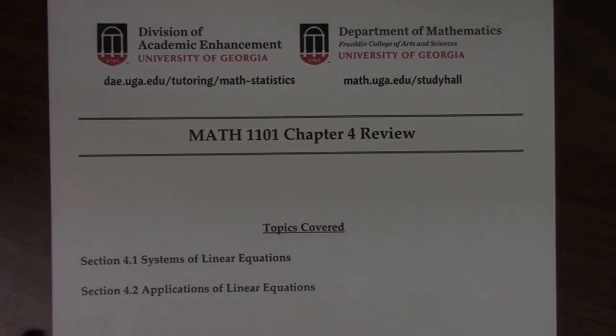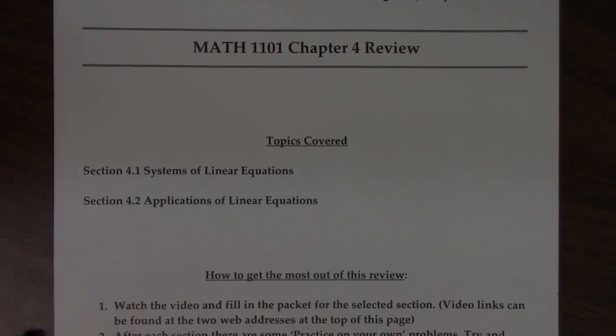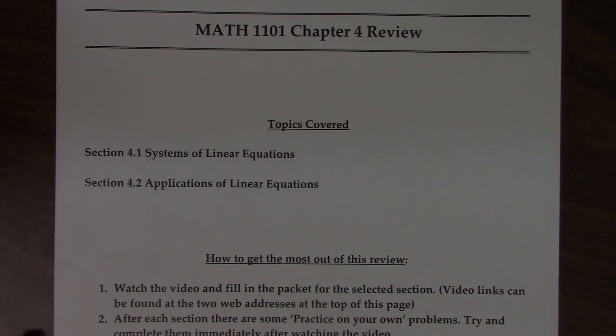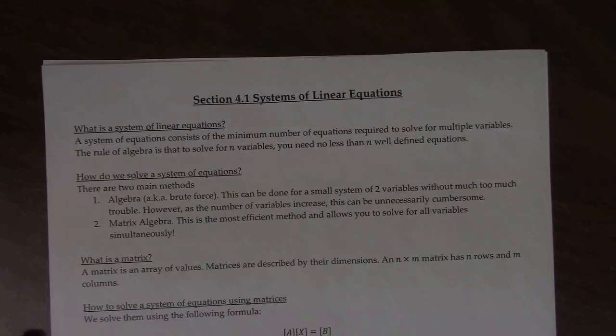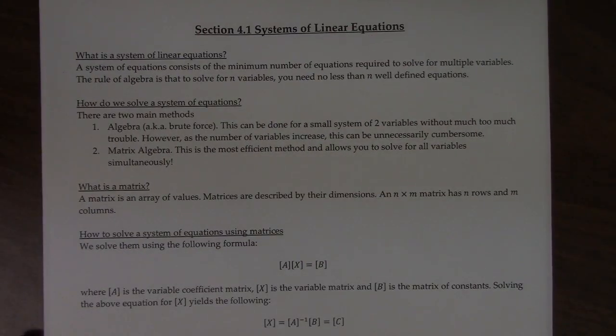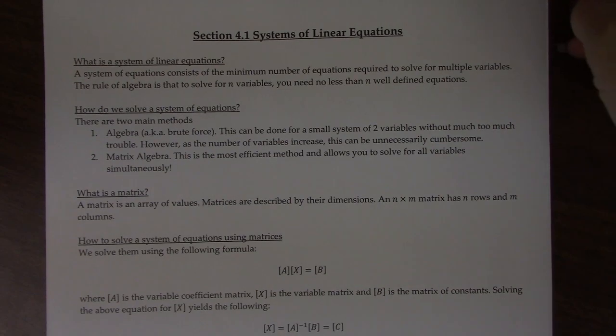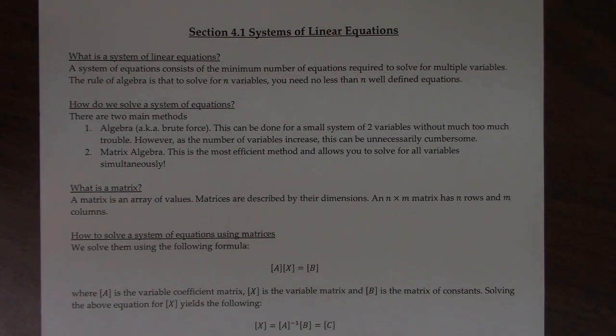In Chapter 4, we're going to learn about systems of equations and applications of linear equations. So Section 4.1 is systems of linear equations. So what is a system of linear equations? It's the minimum number of equations required to solve for multiple variables.